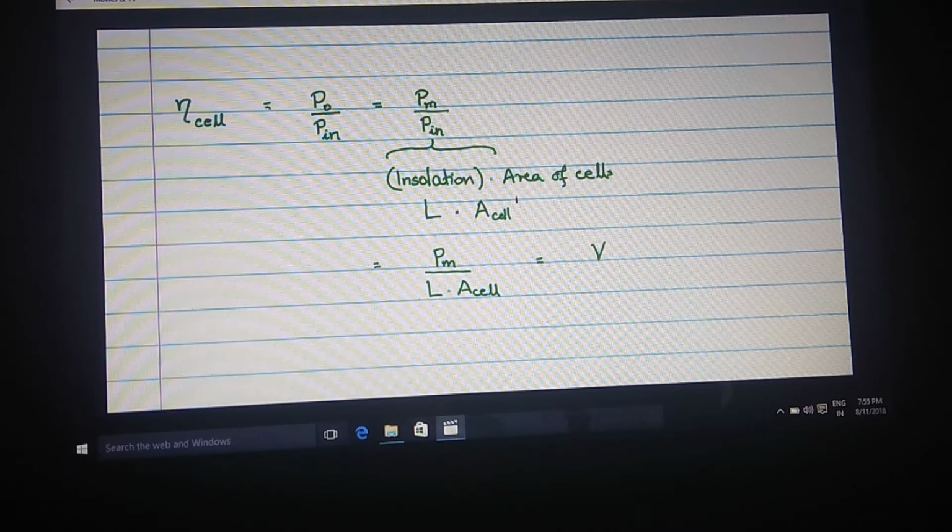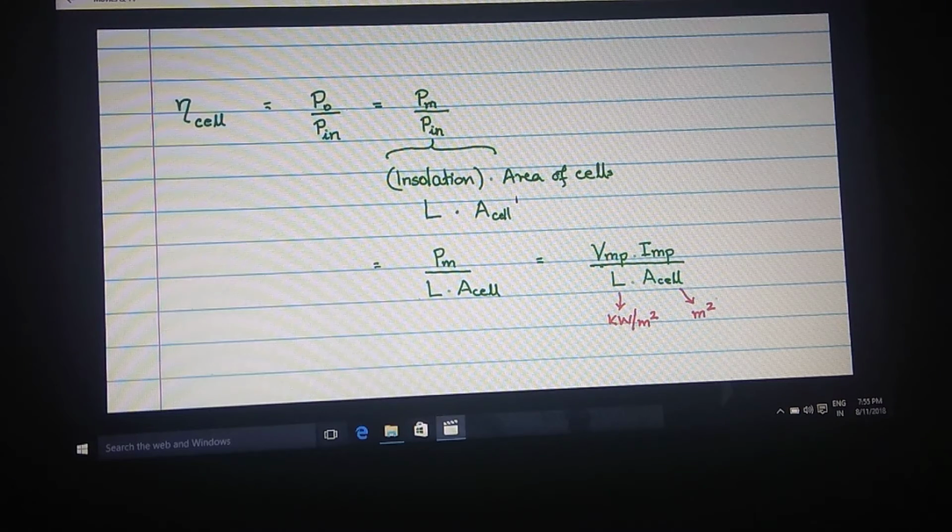Further, in terms of the peak power voltage and the currents, we'll have VMP into IMP divided by L into A cell. The L or the insolation is in kilowatt per meter square. The area of the cell is in meter square. So this is the cell efficiency.